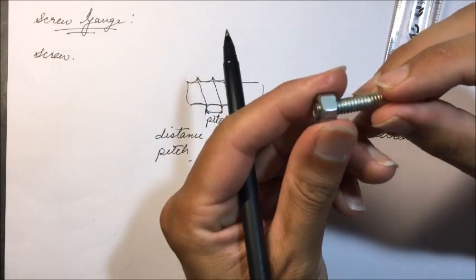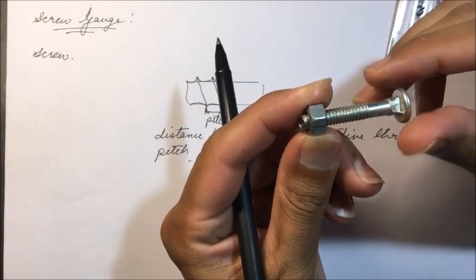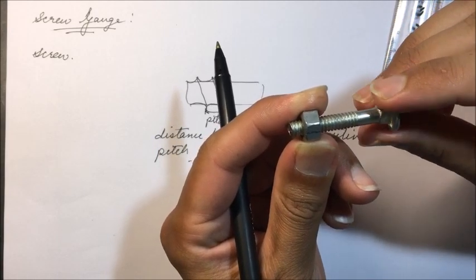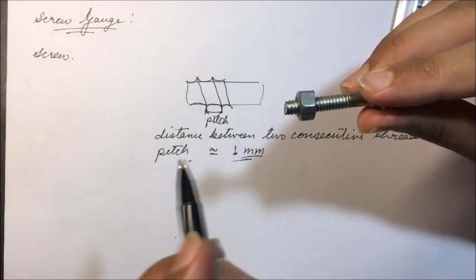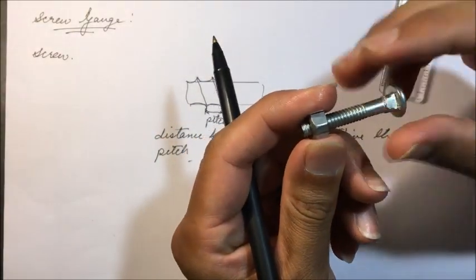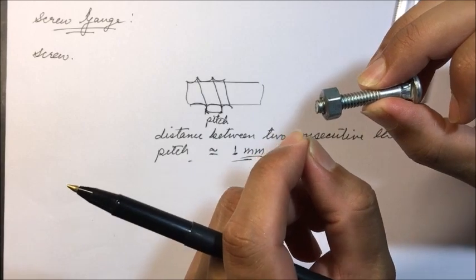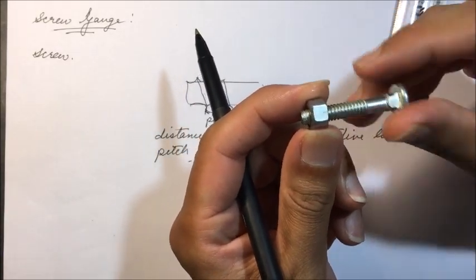Now see here, in one rotation it has moved 1 mm, two rotations 2 mm, three rotations 3 mm, four rotations 4 mm. So this linear or axial movement of the screw, we can make use of it in measuring the length or the diameter of small objects. So this can be used to measure small lengths.